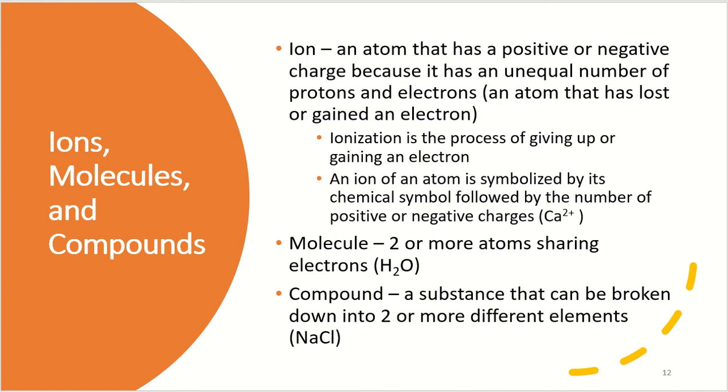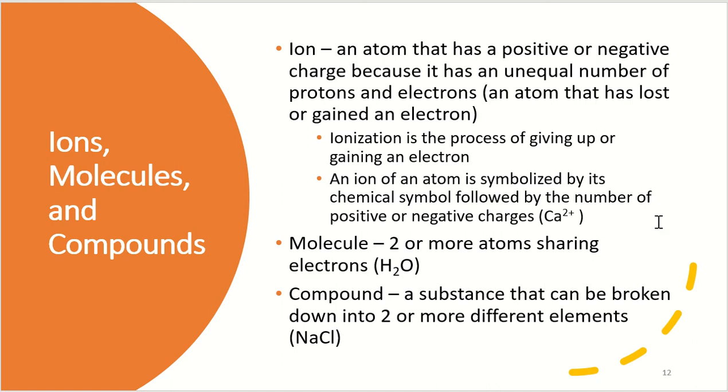Ionization is the process of either giving up or gaining that electron, which causes that charge. An ion of an atom is symbolized by its chemical symbol, so in the case of calcium, it's Ca, followed by the number of positive or negative charges. An ion of calcium would be written like this: Ca2+. So it has essentially lost or given up 2 electrons. This makes it positive because, remember, electrons are negative, so if you get rid of 2 electrons, you're making it less negative, so more positive. So a calcium ion is going to be written Ca2+.